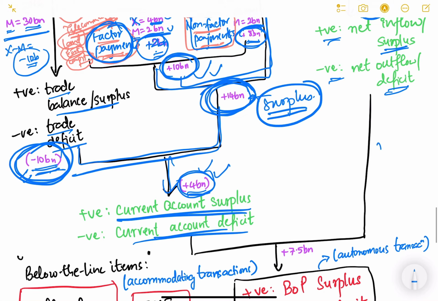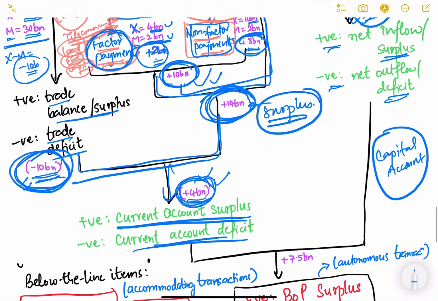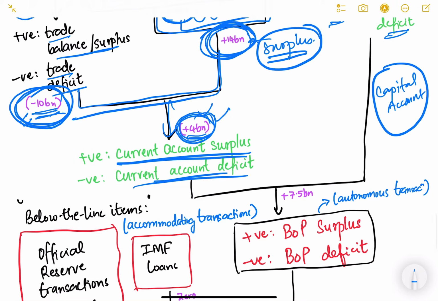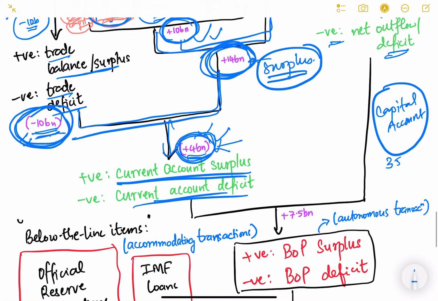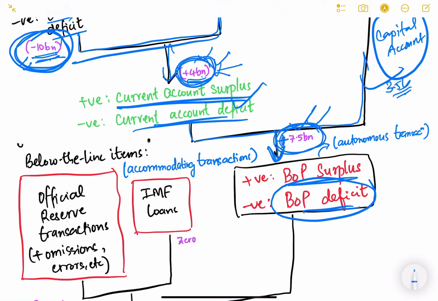Now we combine both capital account and current account. We saw that we had a current account surplus of 4 billion, and we also had a capital account surplus of 3.5 billion. So when we combine current account and capital account, we get the total balance of payment. Total balance of payment in our case is 4 billion plus 3.5 billion, 7.5 billion. So now our balance of payment is in surplus because this number is positive. If this number was negative, it would be called balance of payment deficit, BOP deficit. But here in our example, it is surplus.